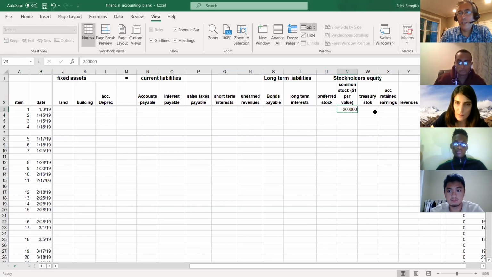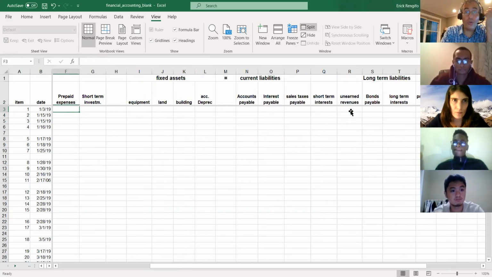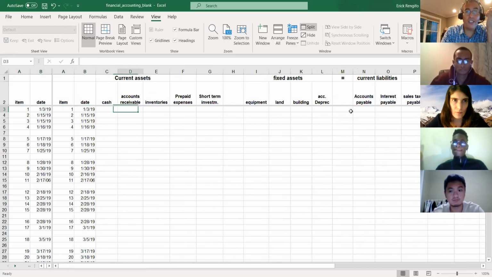Agree? So I will increase my common stock by $200,000. So this takes care of my equity side of the equation. Remember, I need to have something on the asset side related to this one here. Okay, so now we need to see how this is decomposed.